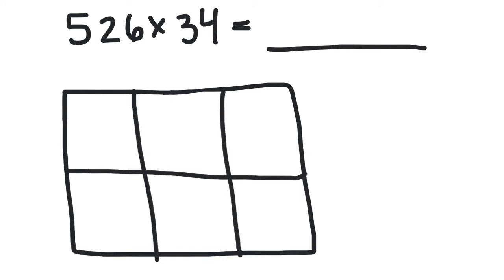So across the top, I now need to take my number 526 and separate it into its place values. 526 has a 5 in the hundreds place, so that's 500. A 2 in the tens place, 20, and a 6 in the ones place for 6. I'm going to also write that on the bottom to help myself stay organized.